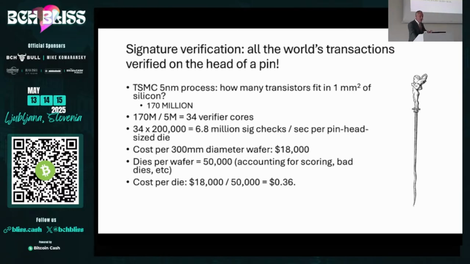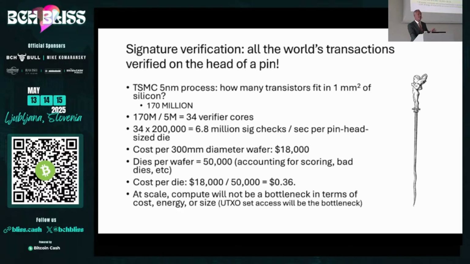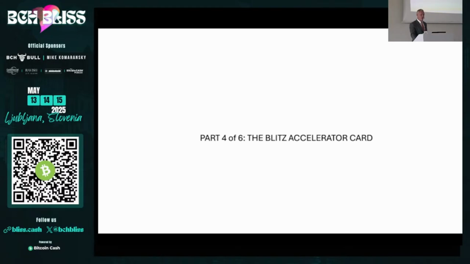It's pretty cool. There are obviously some costs I haven't encountered. There's millions of dollars of engineering that go into that. And making your first wafer is very expensive because you've got to dial in the process and build all the masks. But once you're up and running, the incremental cost is really quite affordable. So what I learned from this is that at scale, compute will not be a bottleneck in terms of cost, energy, or size. Instead, the bottleneck becomes access to state, like the UTXO set, but that's a discussion for a different talk. So part 4 of 6, the Blitz accelerator card.